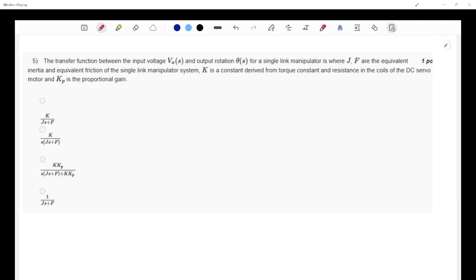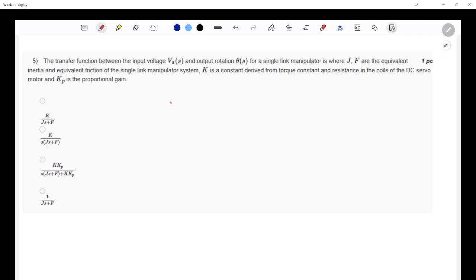The transfer function between the input voltage VA and the output rotation theta for a single link manipulator is given, where J and F are the equivalent inertia and equivalent friction of the single link manipulator system. K is a constant derived from the torque constant and resistance in the coils of the DC servo motor, and Kp is the proportional gain. So we basically want to find out the transfer function. Again, this is directly from the lecture.